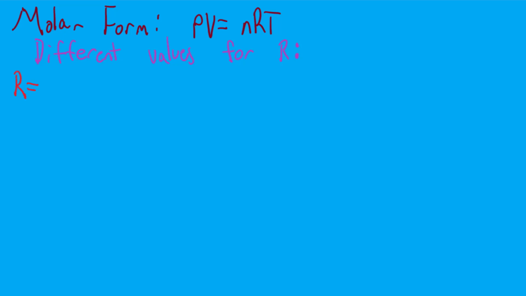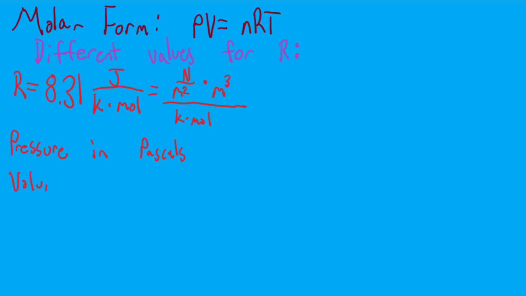The first value of R equals 8.31 joules per Kelvin times moles, which is equivalent to newtons divided by meters squared times meters cubed over kelvins times moles. When entering values for this, pressure will need to be in pascals, volume will need to be in meters cubed, and temperature will need to be in kelvins. The reason I broke joules up into newtons per meter squared times meters cubed is to show you what the variables correspond to. Pressure corresponds to newtons divided by meters squared, volume corresponds to meters cubed, and temperature corresponds to Kelvin.